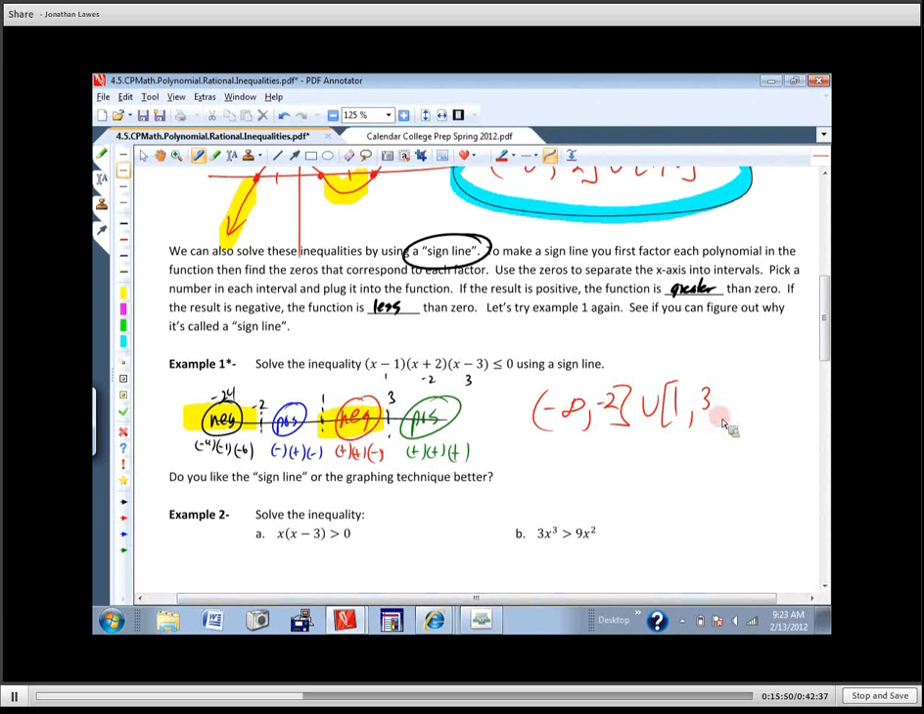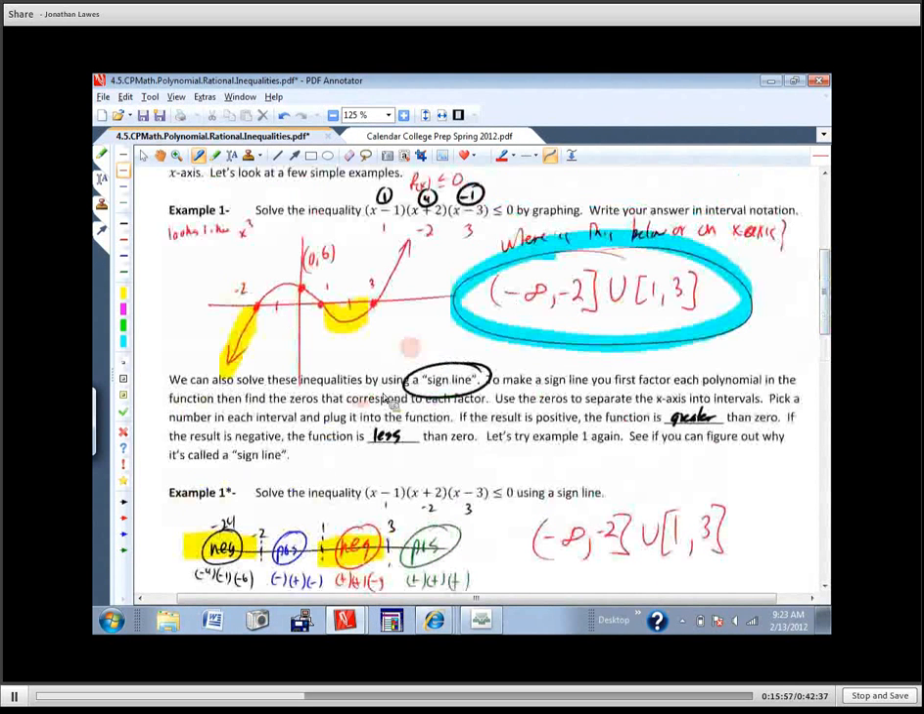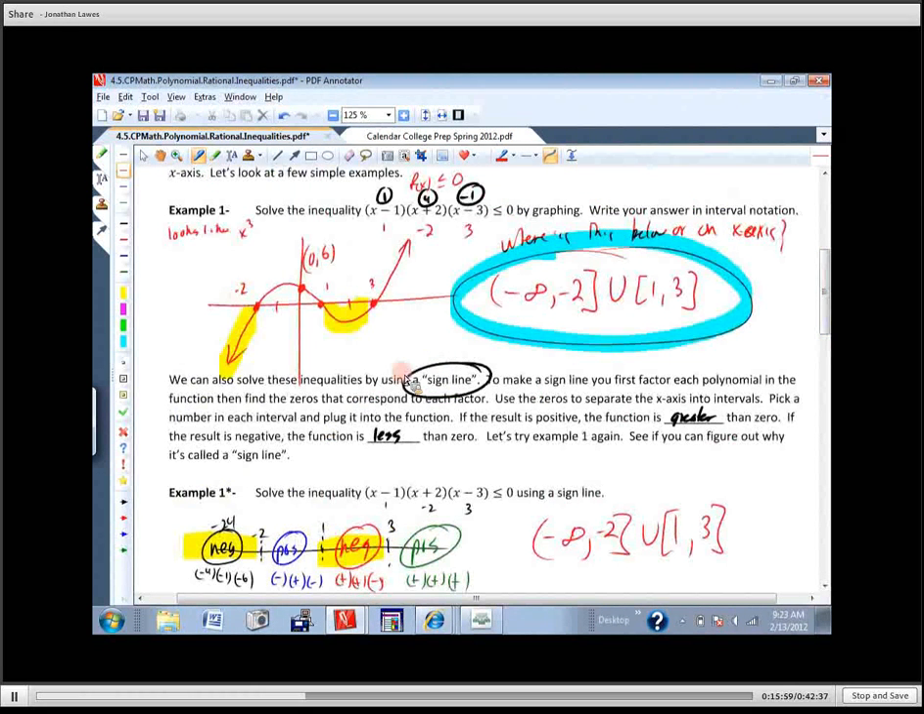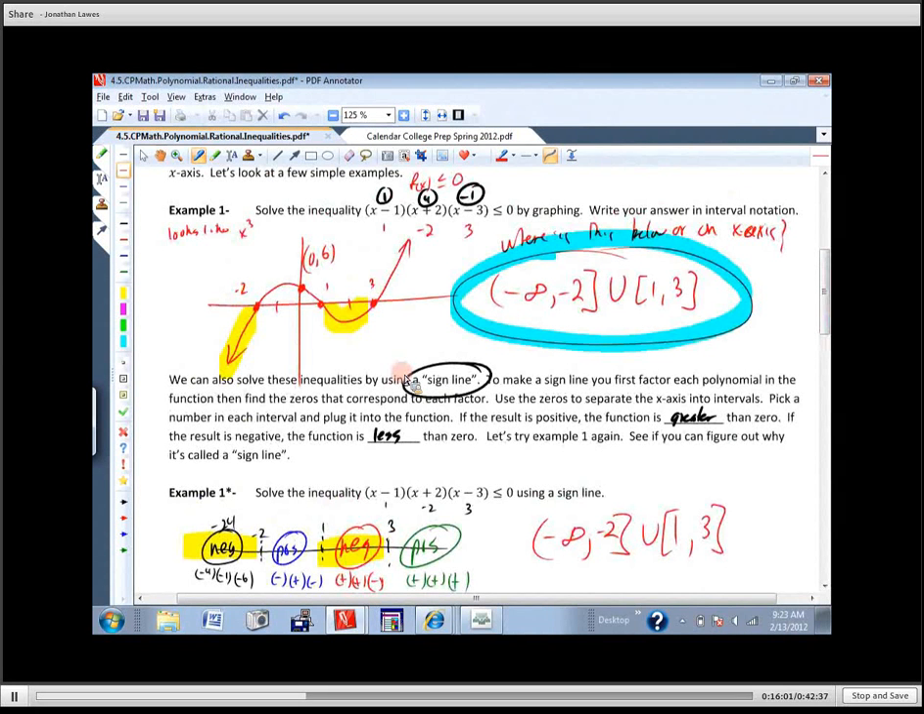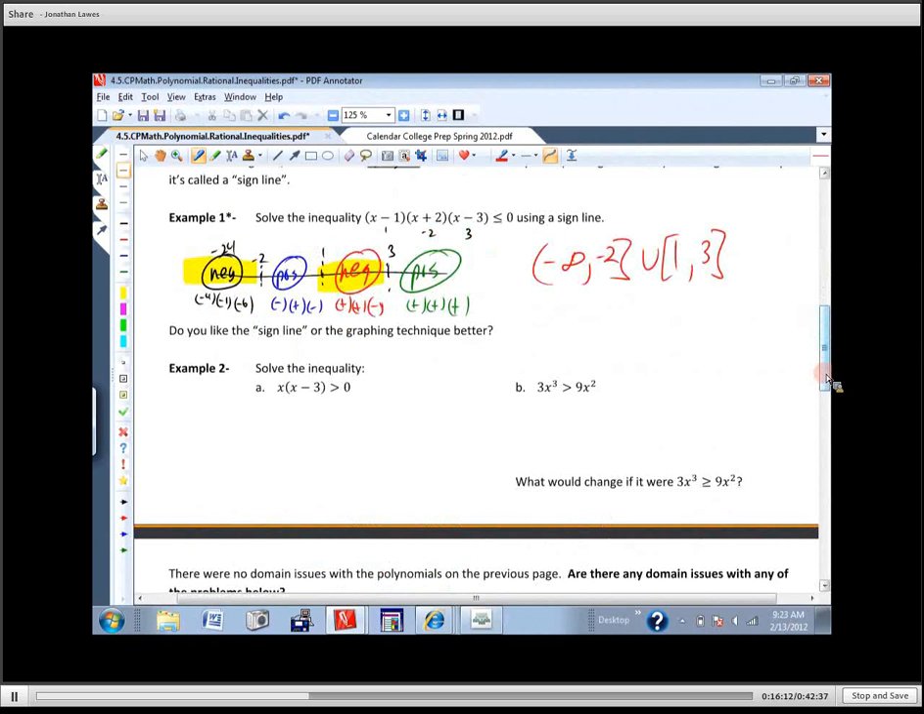Okay? Now, this is a little bit more numeric and algebra. This is graphing. Which one do you like better? Graphing? I do too. I think it's quicker, it's a good workout of our skills, and I think it's easier to see. Okay? All right. Any questions? Okay, let's take a look at this one.